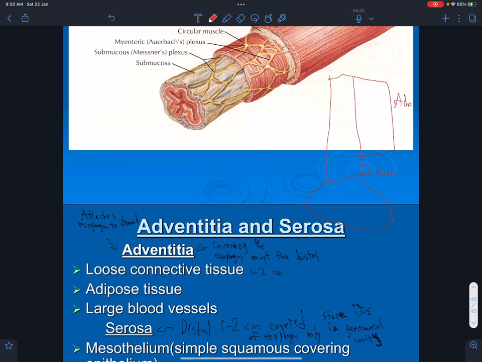But the adventitia, on the other hand, lining your esophagus the majority of the time, its purpose is to basically connect your esophagus to the stomach. All right, so that's the function of your adventitia, to literally attach your esophagus to the stomach. But the serosa, its purpose is to prevent friction between the esophagus and the stomach. Found only in the lower third of your esophagus, there's serosa. The remaining majority is lined by adventitia.